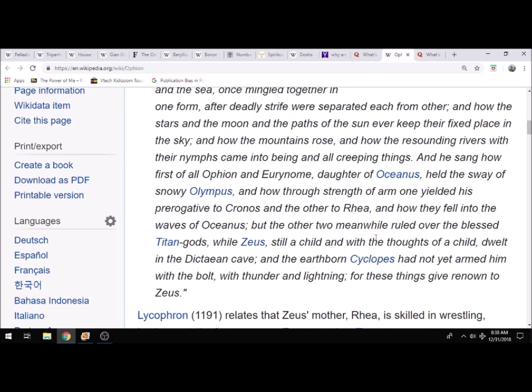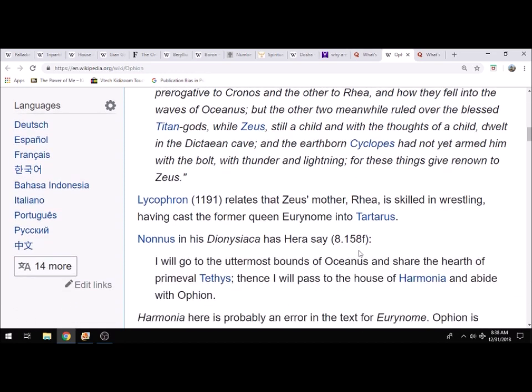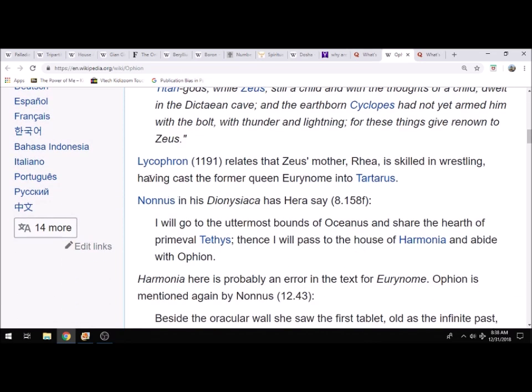But the other two, meanwhile, ruled over the blessed Titan gods, while Zeus, still a child with the thoughts of a child, dwelt in the Dictaean cave, and the earthborn Cyclops had not yet armed him with the bolt, with thunder and lightning, for these things give renown to Zeus. Like Ophion relates that Zeus's mother Rhea is skilled in wrestling, having cast the former queen Eurynome into Tartarus.